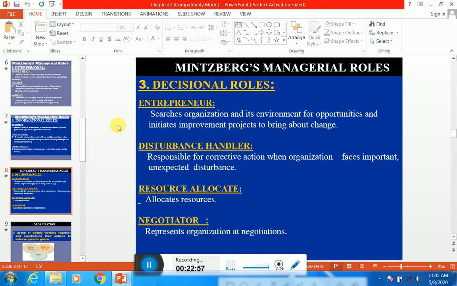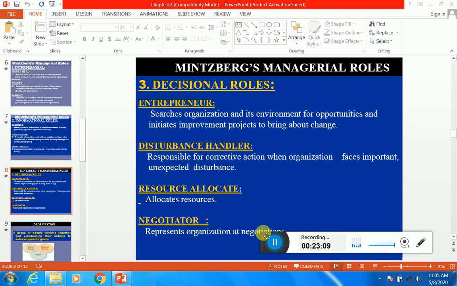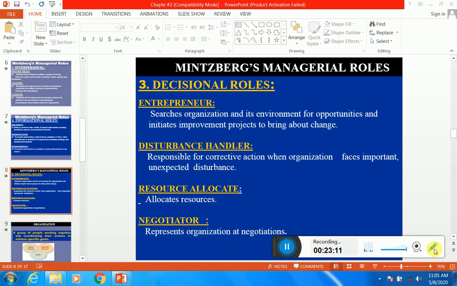Now we will move to the next, that is the decisional role. By the name it is clear, the role of the manager in making decisions is simply known as the decisional roles. Now let's start one by one. Decisional roles is categorized into further 4 roles.